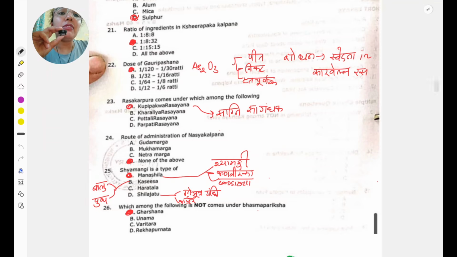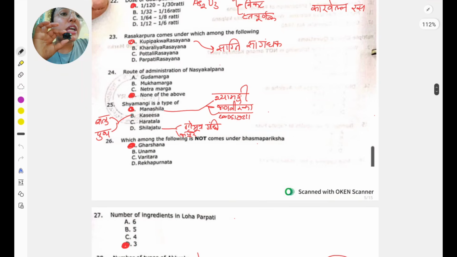In Sneha Paka Kalpana, the ingredient ratio will be 1:8:32, where 1 is the Kalka part, the drug part, 8 part is the Sneha and 32 is Drava. Gauri Pashana is arsenic trioxide and is of 3 types: Pita, Vikata, Hadha Churna. Shodhana is usually done with Svedana and Karavella Rasa, and the dose is very small, 1 by 122, 1 by 30 Rati. Rasa Karpura comes under which?